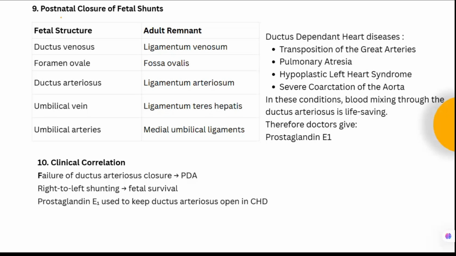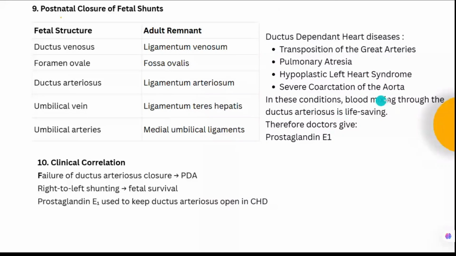And second, this ductus arteriosus, sometimes it may remain patent, and in the fetal life, this patency is important. But there are certain heart diseases which are called ductus dependent. The survival will depend upon the patency of this particular ductus. Okay, so which are those? They are the TGA, pulmonary atresia, hypoplastic left heart syndrome, and severe coarctation of aorta. These are the ductus dependent heart diseases.